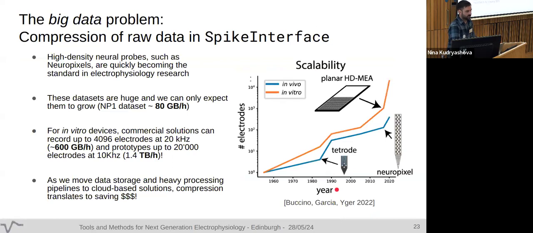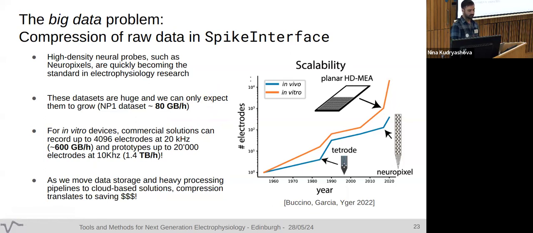Another project is the big data problem. As Pierre mentioned, we are scaling up. We have Neuropixels, we have Synapse probes, we have in vitro, we have Maxwell, 3Brain, and they produce hundreds of gigabytes of data per hour, and things will get worse or better, depending on the way you see it. Neuropixels 1, for example, generates 80 gigabytes of data per hour. And in vitro, we even have some prototypes that record 20,000 electrodes simultaneously, and these produce 1.4 terabytes per hour. This is a lot.